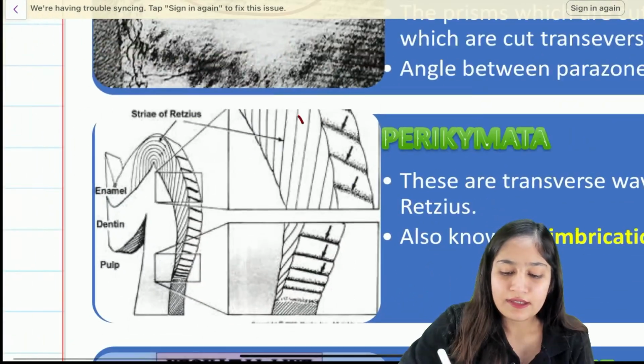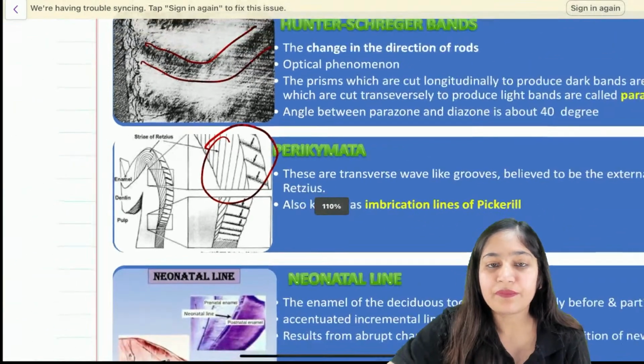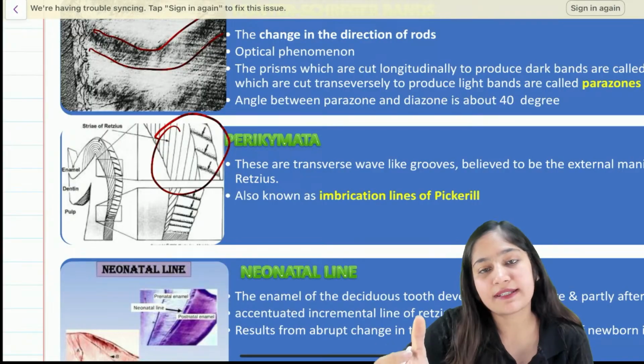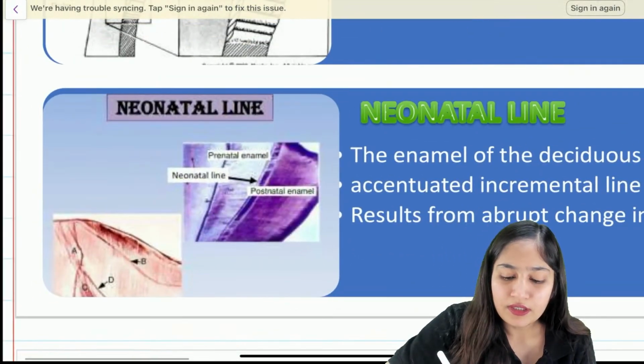Again, this is what? Perikymata, surface structure of enamel, right? They are external manifestation of striae of Retzius.